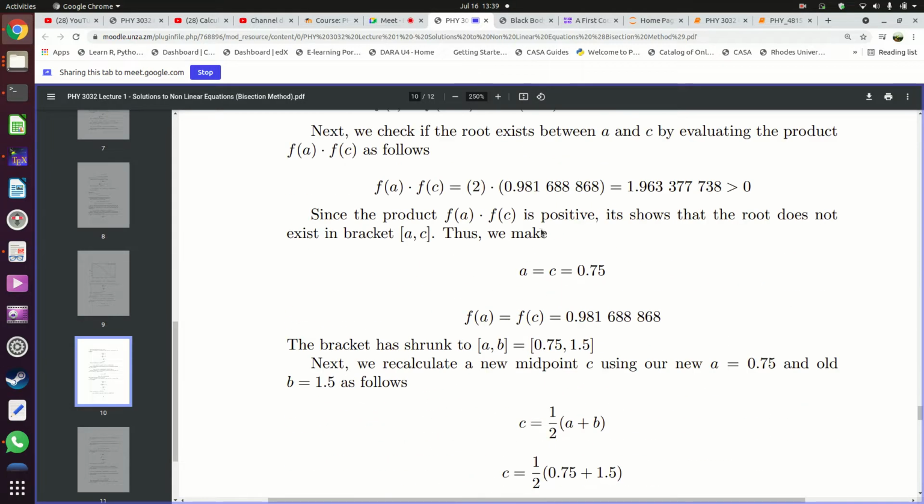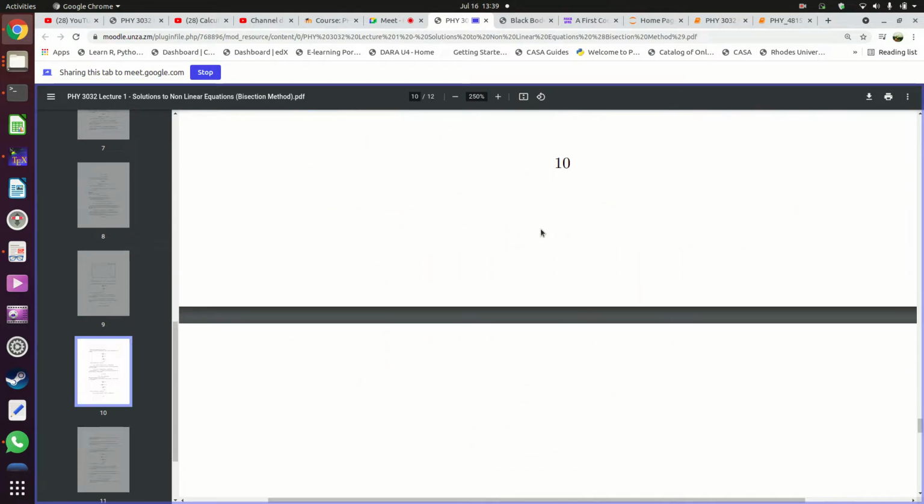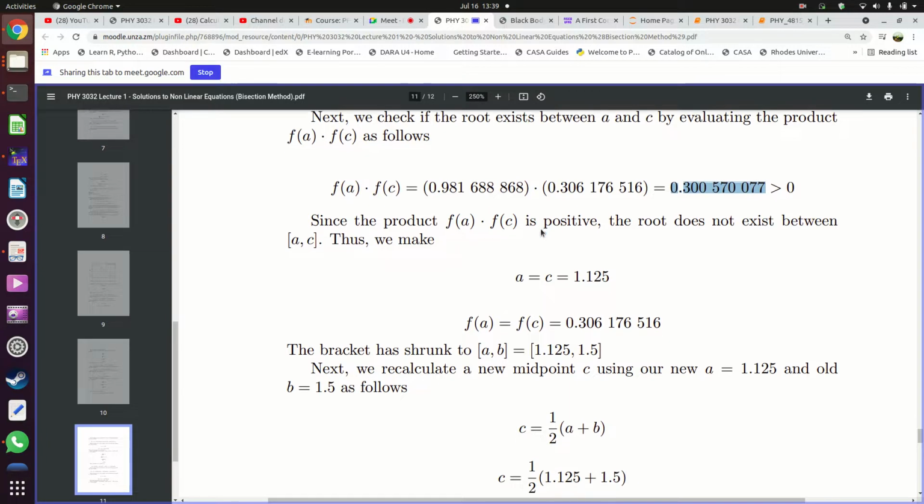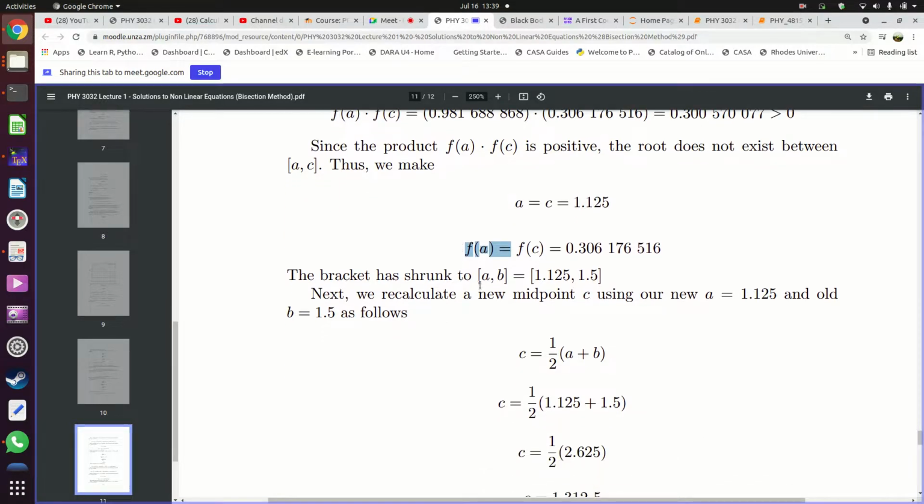If there is no root between A and C, then the C which you have, which is 1.125, you make that C become A. So our C, which is 1.125, we make this C become A, and our f of C, which is equal to 0.306178151, we make this become our new f of A, like that. So with this, our bracket is going to shrink. It's not going to be AB, that's going to be 1.125 to 1.5. So this is going to be our new bracket. So we are shrinking the brackets after every step of estimating a new midpoint.